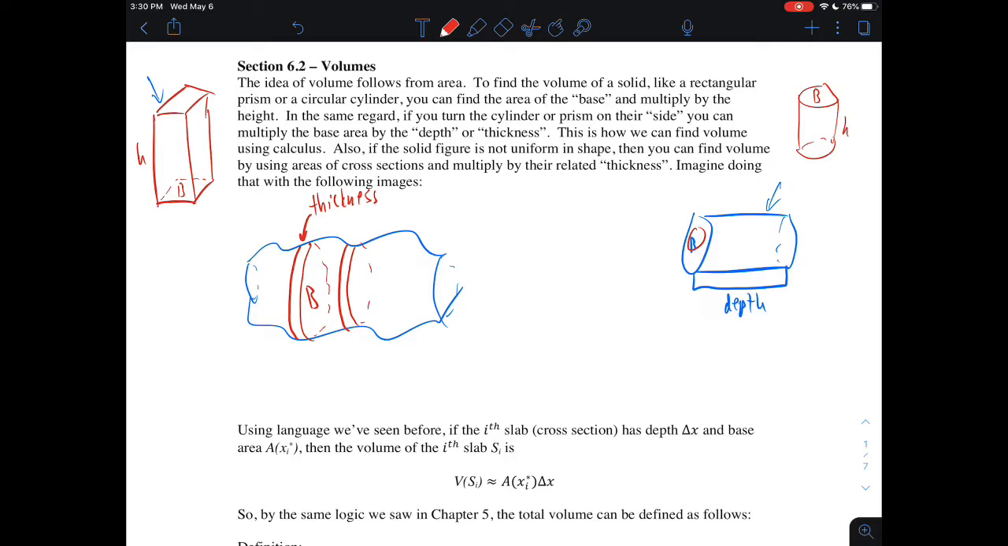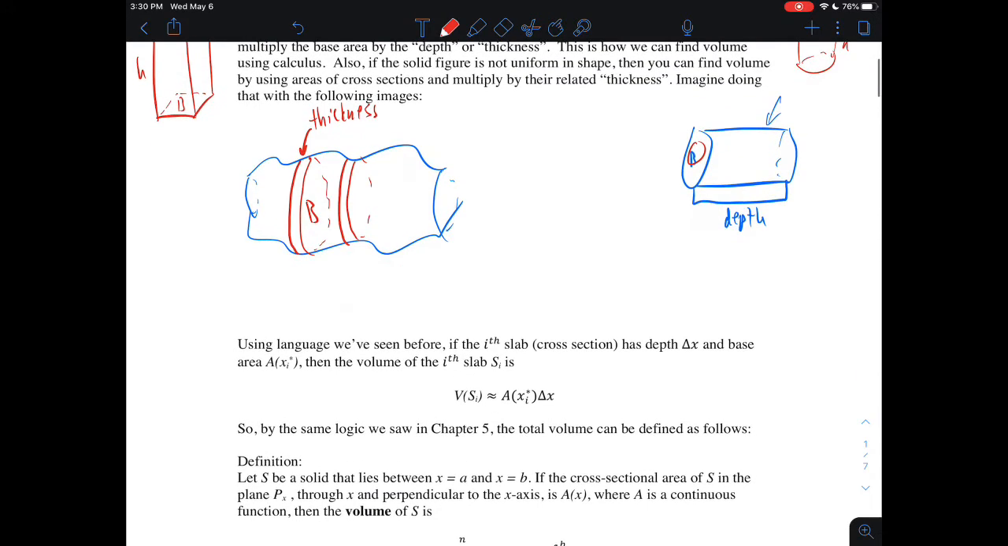So, using some language that we've seen before, if we take some complicated figure like I've just drawn and cut it into cross sections, if the ith slab, which means first slab, second slab, third slab, fourth slab, etc., any one of them, has a depth or thickness of delta x and a base area of capital A of x sub i star, then the volume of the ith slab, which we can call S sub i, is V of S sub i, so the volume of that ith slab is equal to the area of the cross section multiplied by the thickness.